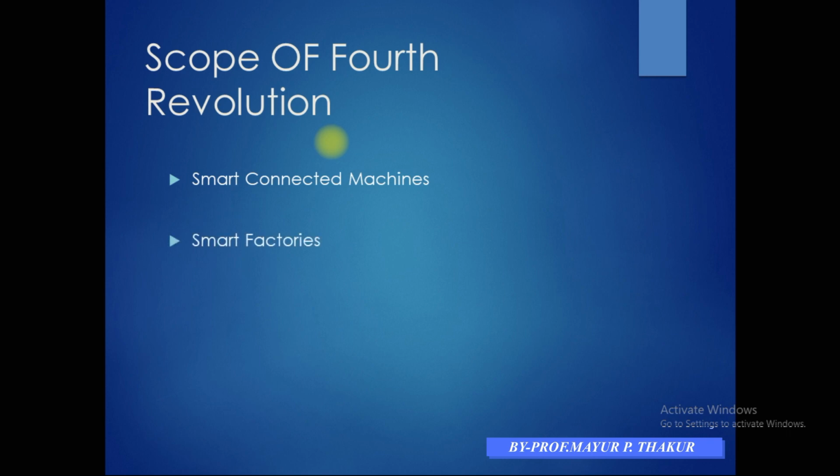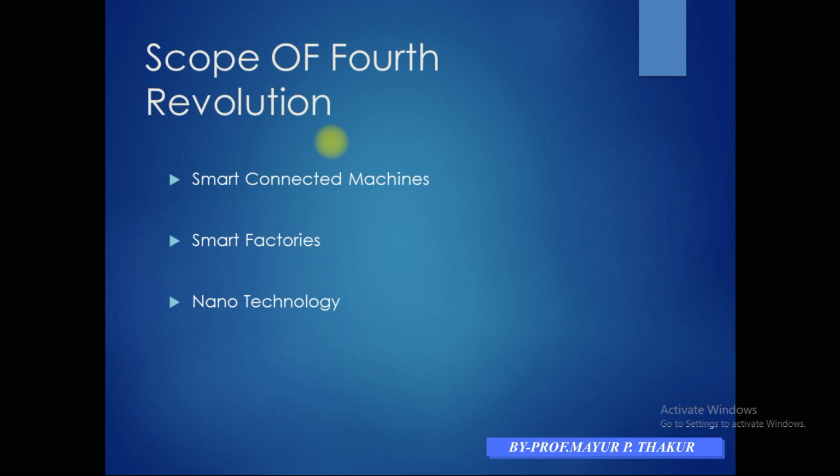Then the second scope of this fourth industrial revolution is smart factories. A smart factory is a digitalized manufacturing facility that uses connected devices, machinery and production systems to continuously collect and share data. This data is then used to inform decisions to improve the processes as well as address any issue that may arise. So that is a smart factory.